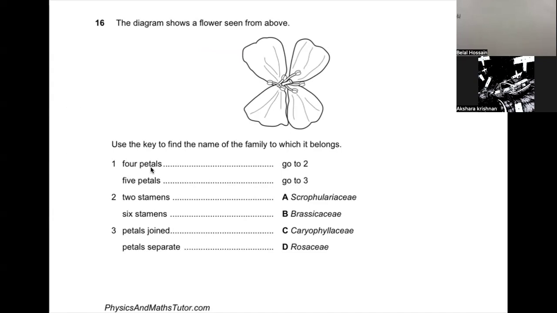So what's the answer? B. Okay. Why B? It has 4 petals, so then you go to 2, and it has six stamens. That's why it is B.